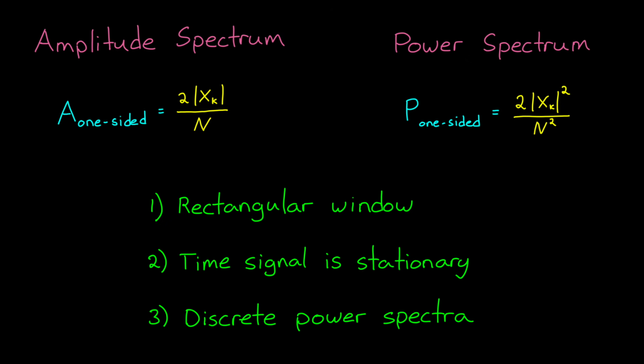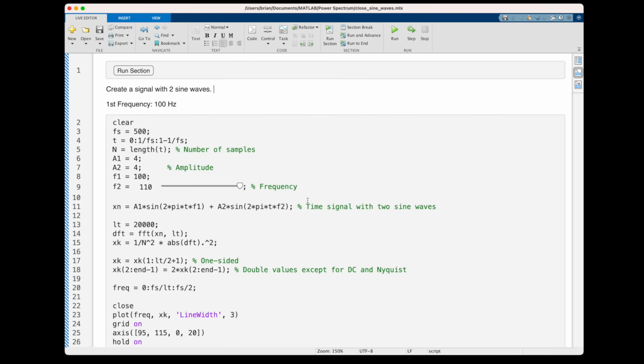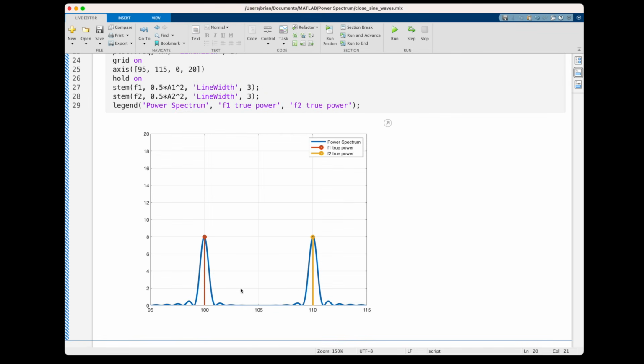And why this is required is really important. To explain why, let's go back over to MATLAB. Here I have a time signal with two sine waves, one at 100 Hz and one at 110 Hz. And then I'm taking the FFT and then scaling it for the power spectrum. Now, what I'm plotting here is the true power for the two sine waves, and that's the red and yellow stems. And I'm also plotting the power spectrum for the signal, which is the blue curve.